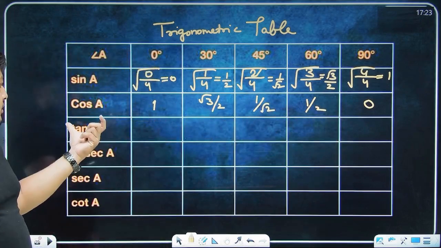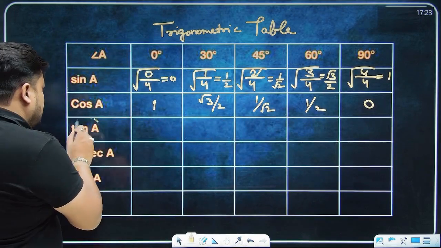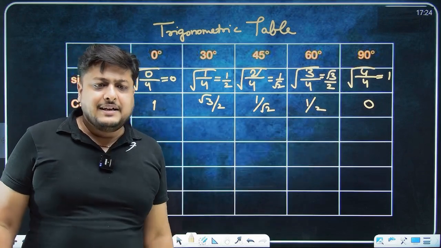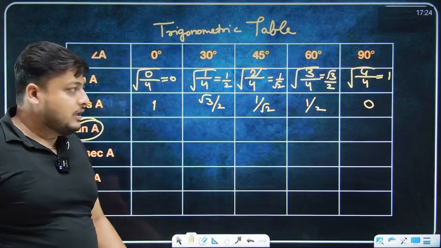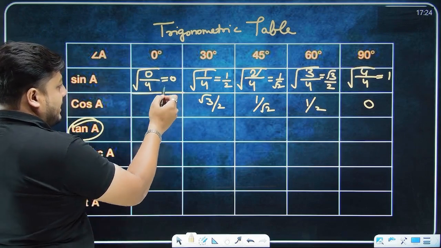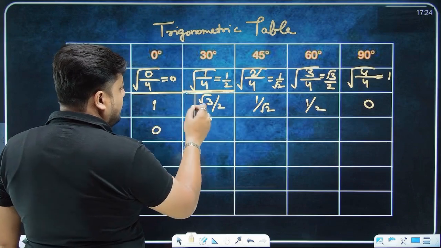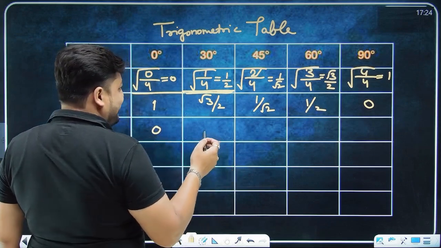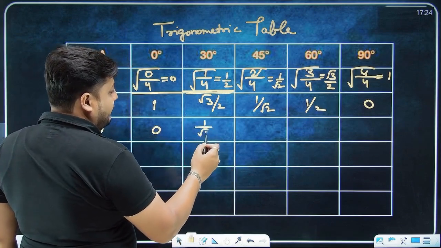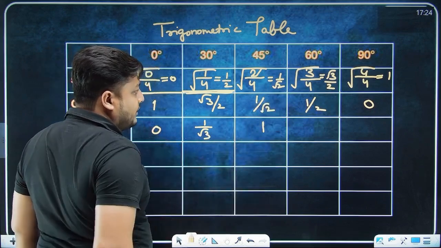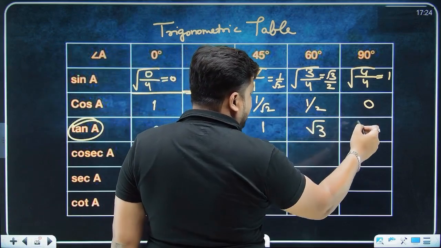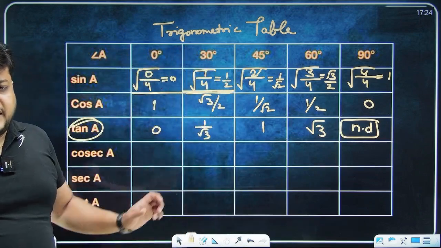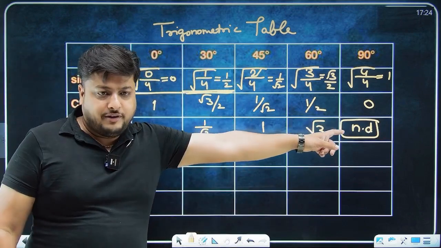Now you have to find the values of tan theta. I will tell you the formula in the next slide. Tan theta is sine theta upon cos theta. So you just divide these values: 0 upon 1 is 0, 1 upon 2 and root 3 upon 2. When you divide 1 by 2 by root 3 upon 2, you will get 1 upon root 3, then 1 upon root 2 by 1 upon root 2, it is 1. Here you will get root 3 and here you will get not defined, because when 0 is in the denominator, that fraction is not defined.